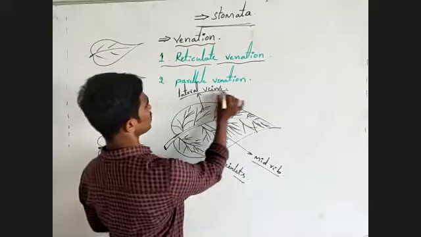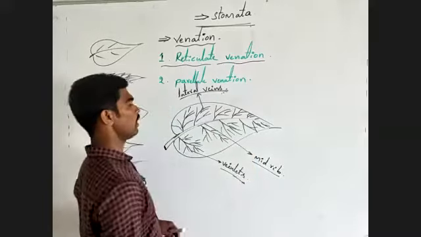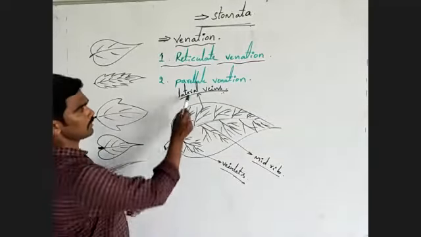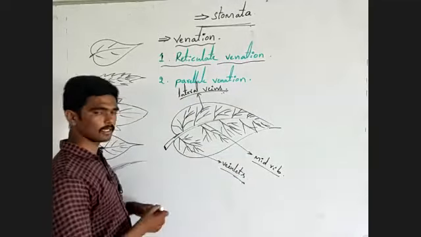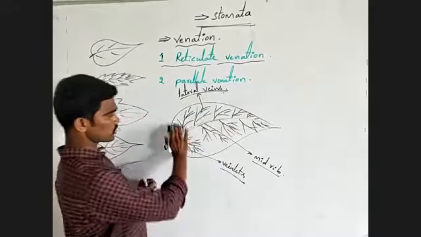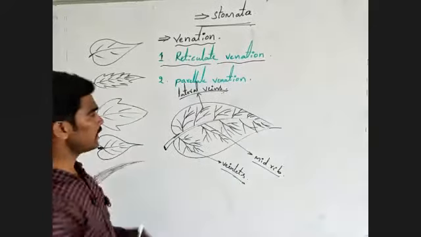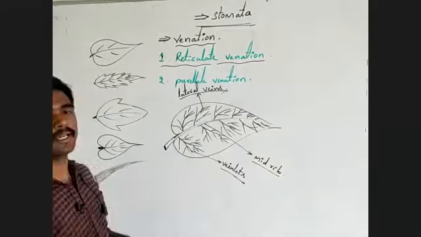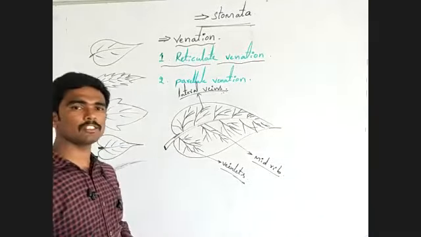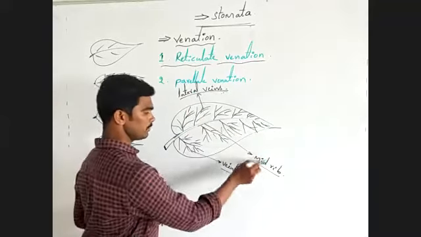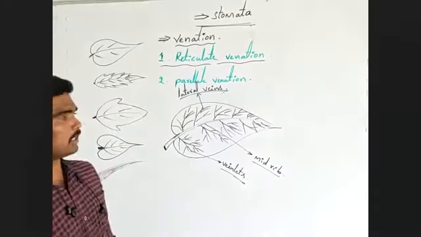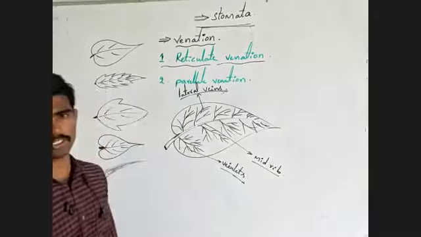The midrib, lateral veins and veinlets collectively form a network-like structure in the lamina. This type of network-like arrangement of lateral veins, midrib and veinlets is called reticulate venation.